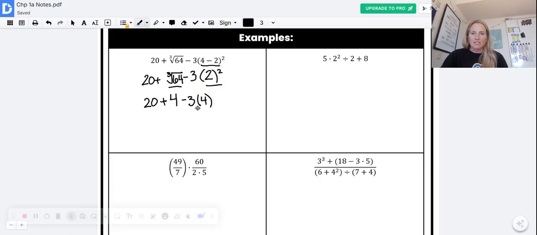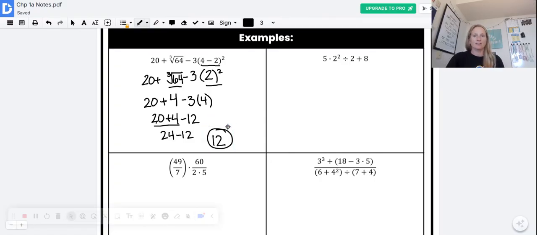Next would be the multiplication. So we're going to do 3 times 4 to get 12. And it is going to still have a subtraction sign in front of it. That didn't go away. So now we're going to be adding and subtracting from left to right. So first we're going to add 20 plus 4 to get 24. Then we're going to subtract 12 from the 24 to get our final answer of 12. So that is the final answer for our first one, and that's why we want to circle it.